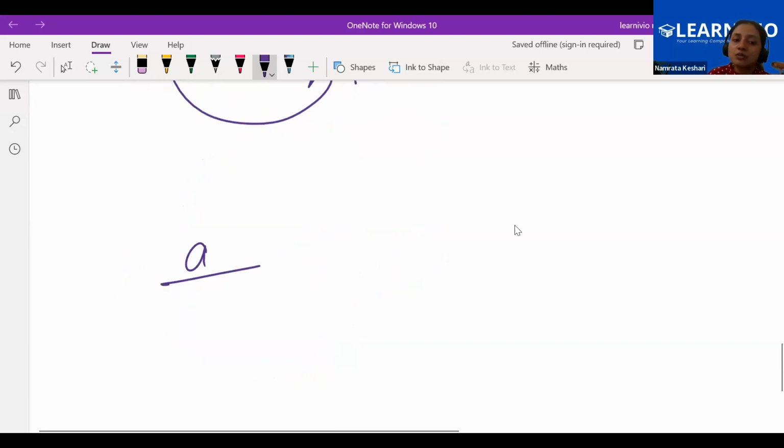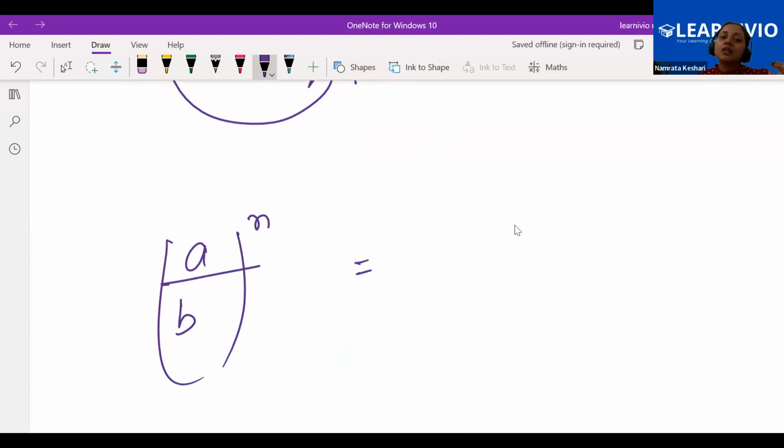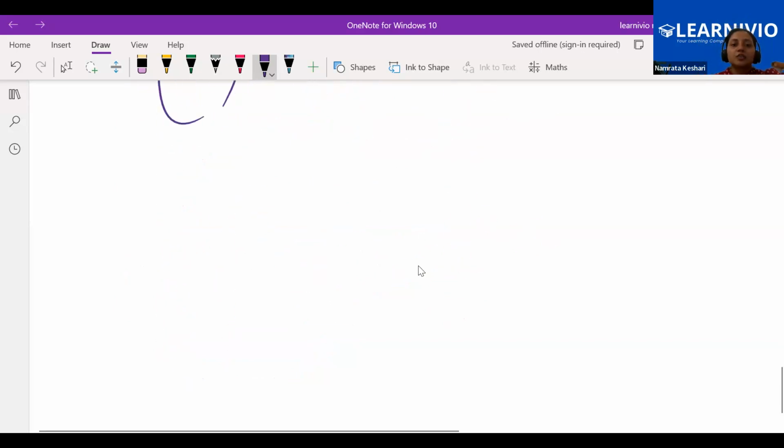Now, for division also, a by b to the power n, you can distribute the power: a to the power n by b to the power n. This is how each and every term will take its exponent. Clear? Yes, ma'am. Okay, if that much is clear, let's continue with the question.